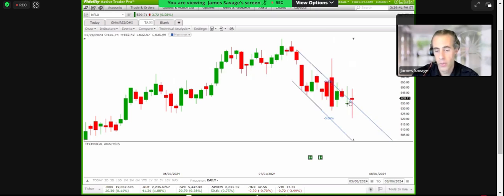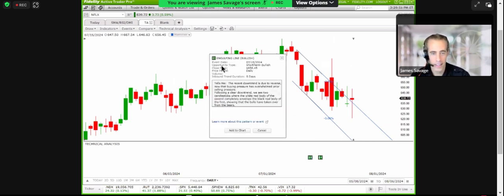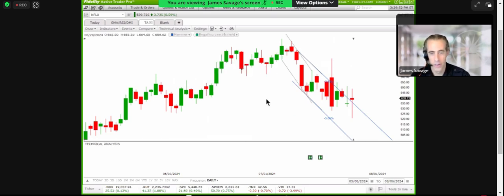We've been keeping our closes within the trend, but today we've got a candle outside of that kind of downward trend that they've identified. And in the same respect, if we were to click on the engulfing line bullish, we can add that to the chart. Date of 7/15. Here is our bullish engulfing.